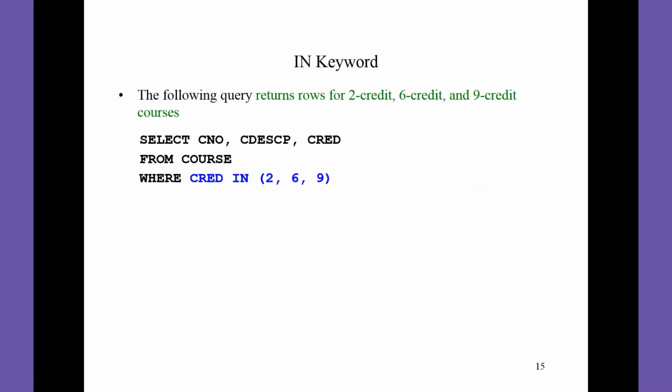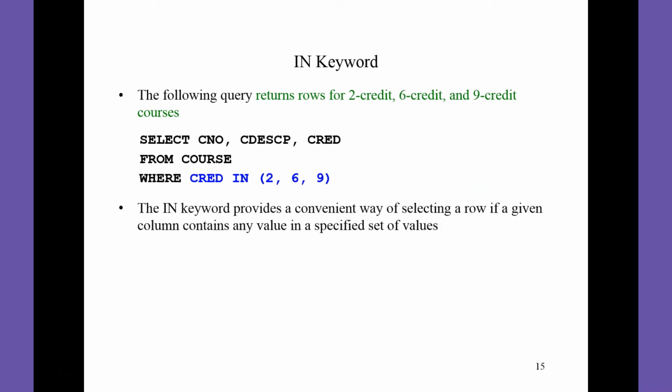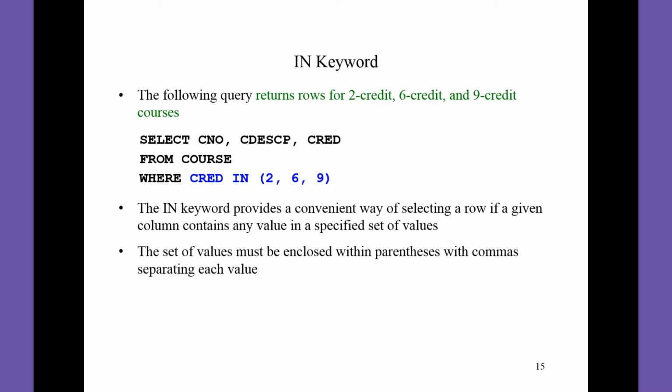With the following query, we introduce a special operator called in. The in keyword provides a convenient way to identify a row to be retrieved from a table by indicating the name of the column whose value will be inspected and a set of values. Any value within the set can be present within the specified column, and the row will be retrieved. The set of values must be enclosed within parentheses, and the values are comma separated.